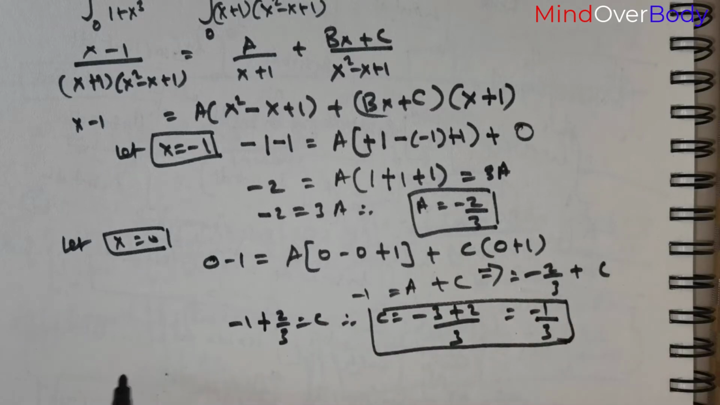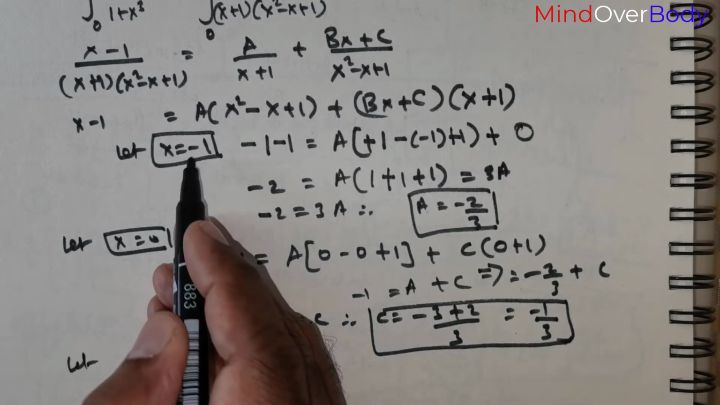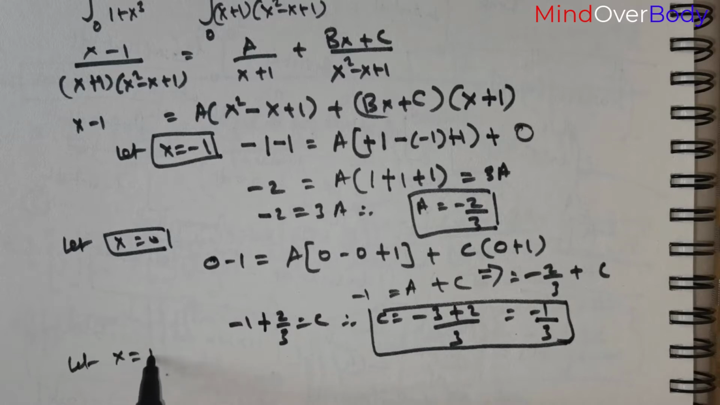Now I need to get the value for B. So what I will do, I've taken x equal to -1. So now I will take, let x be equal to positive 1.